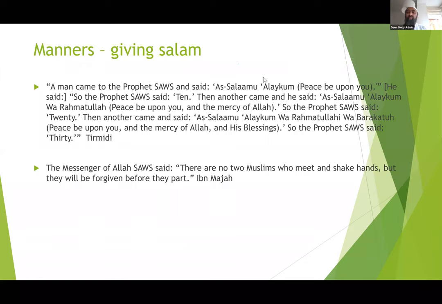I'm fasting, I'm traveling. Again, it's a concession. Don't fast, make it up later. You see, Allah chooses things that are ease. He gives us ease in the world, inshallah. These are some of the manners of giving salah.